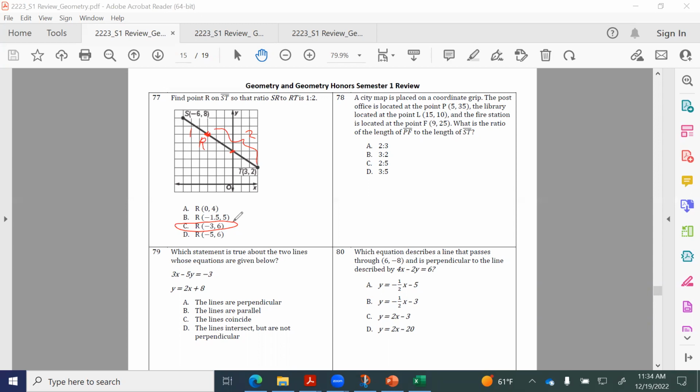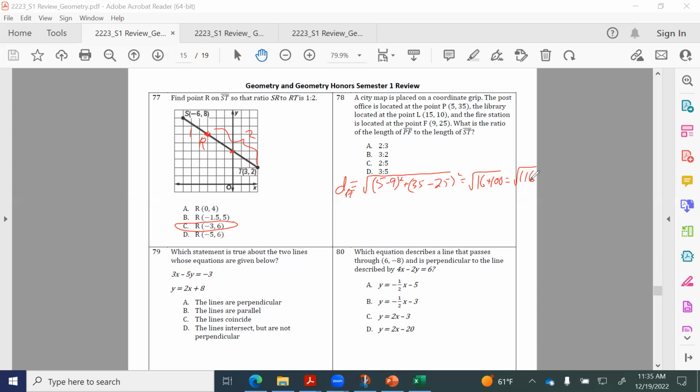On 78, a map is placed on a coordinate grid. The post office is located at a point. We have a point for the library, another point for the fire station. What is the ratio of the length of PF to the length of ST? On that one, we just need to find the lengths using our distance formula. So distance of PF is the square root of, I got my point 5 and 35, F was at 9 and 25. So 5 minus 9 is 4, 4 squared is 16. 35 minus 25 is 10, 10 squared is 100. So that is 116.